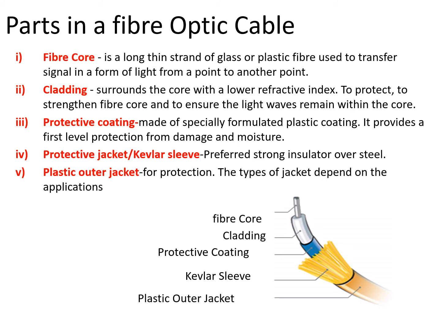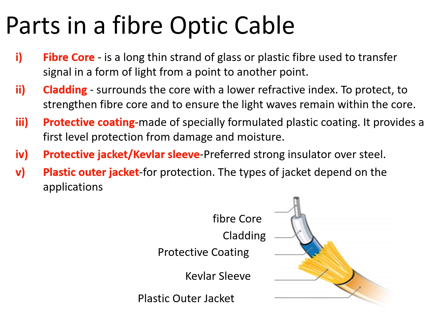Number 2 is the cladding. It surrounds the core with a lower refractive index. Therefore, this will ensure that the light remains within the core. Number 3 is the protective coating. It provides a first level of protection for the core from damage and moisture.